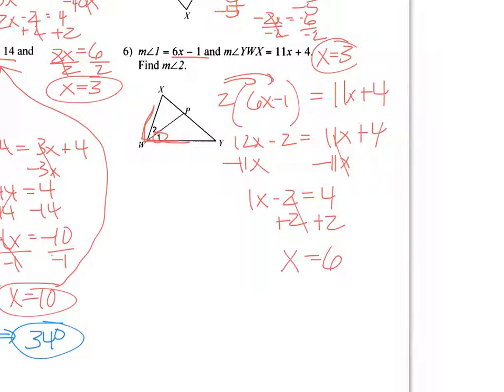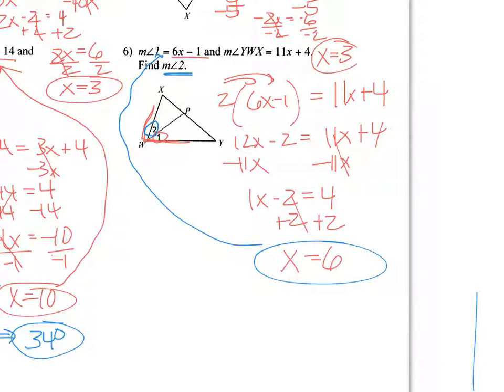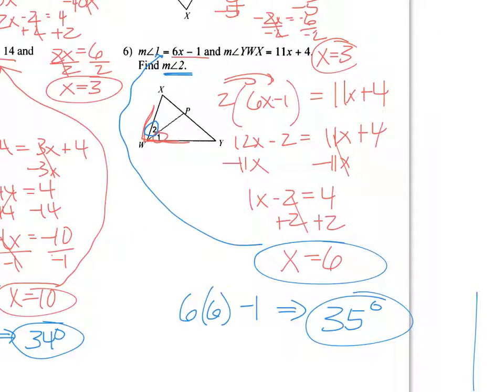Now, it asked me to find angle 2. Well, I don't have anything for angle 2, but what I know is angle 2 is the same as angle 1. So I can take x and plug it back into this one. That's going to give me 6 times 6 minus 1. 6 times 6 is 36, minus 1 would be 35. So it'd be 35 degrees.